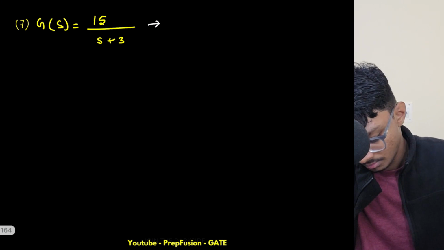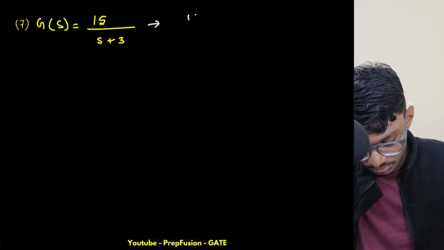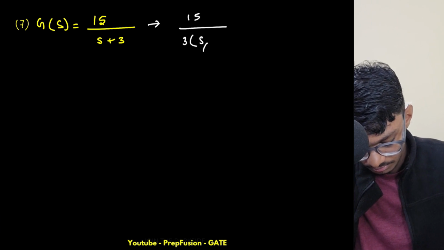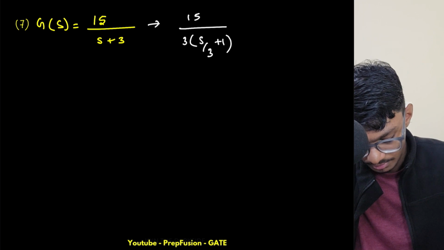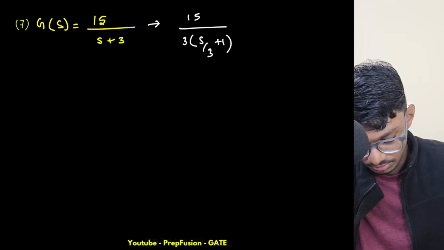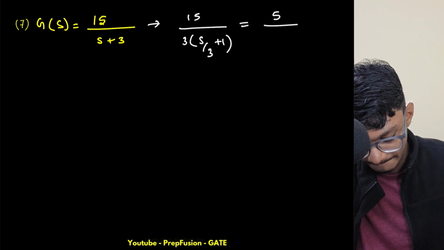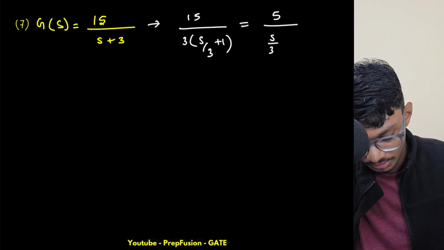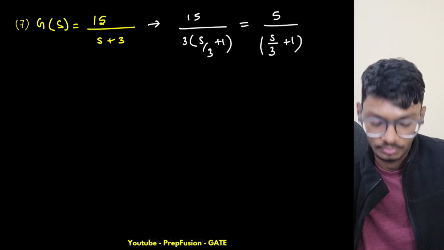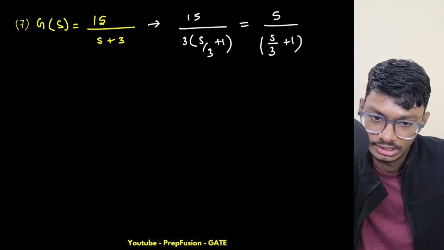Okay, so what you do is you take 3 common, s plus 3, which is equal to G of s. So this is 5 by (s by 3 plus 1). Okay, so this is a general time constant format. Now from here you can understand the DC gain.